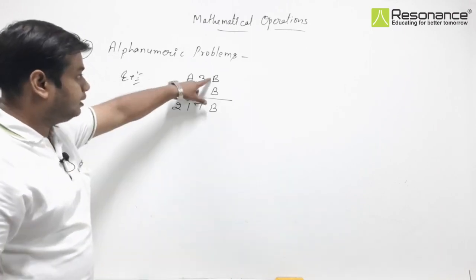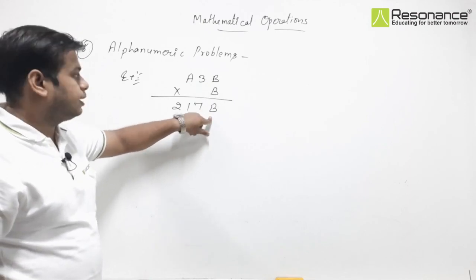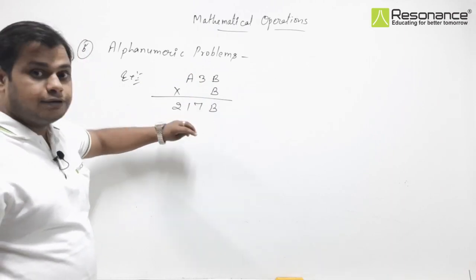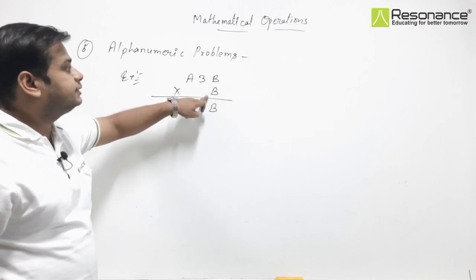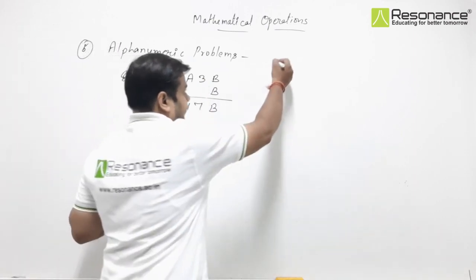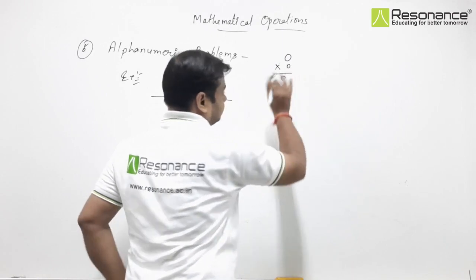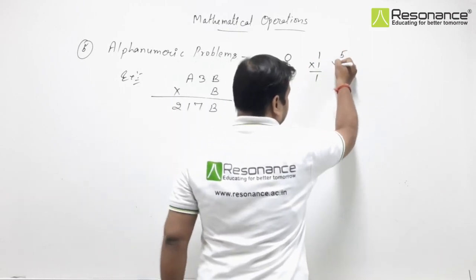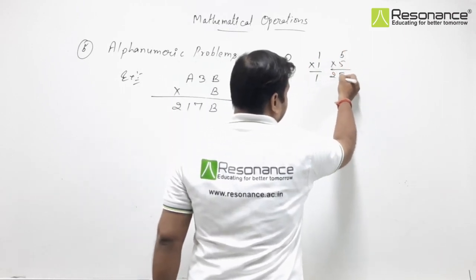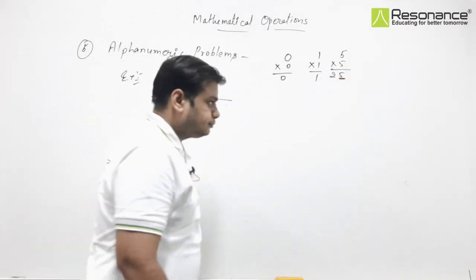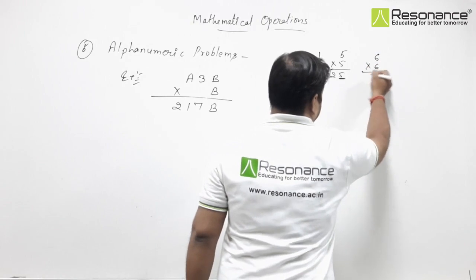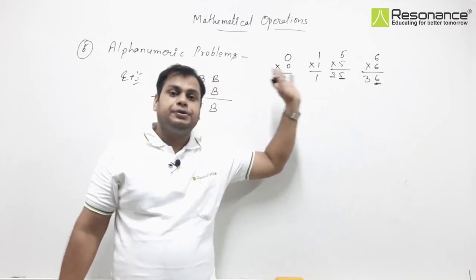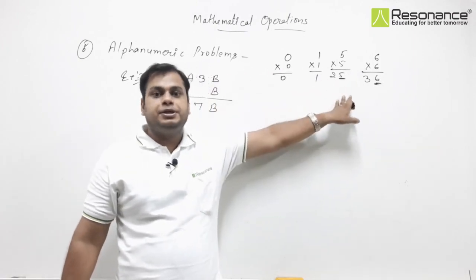You can see when B multiplied by B is giving us B. That means a number when multiplied by the same number will give us the same number. So which digits, when multiplied by the same digit, will give us the same digit? 0 multiplied by 0 will give us 0, 1 multiplied by 1 will give us 1, 5 multiplied by 5 will give us 25, where the unit digit is again 5, and 6 multiplied by 6 is 36, where the unit digit is again 6. So these are the 4 digits we have, which when multiplied by the same digit will give us the same digit at the unit place.